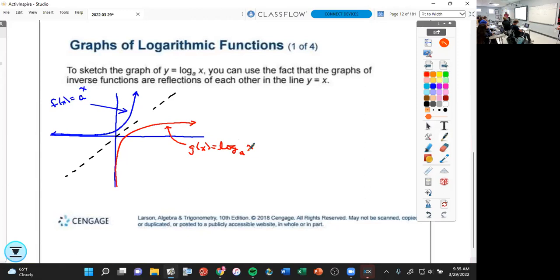Remember on the definition earlier, it said the a has to be greater than 0. You remember that? A is greater than 0. Well, does this graph ever get to 0? No, it gets closer and closer. So a has to be greater than 0. So that's what that's talking about.